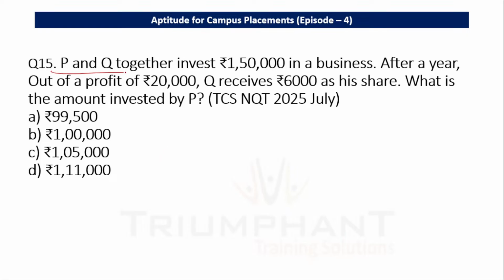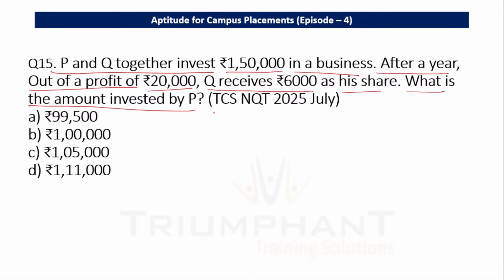P and Q together invest 1,50,000 rupees in a business. After a year, out of a profit of 20,000 rupees, Q receives 6,000 as his share. What is the total amount invested by P?